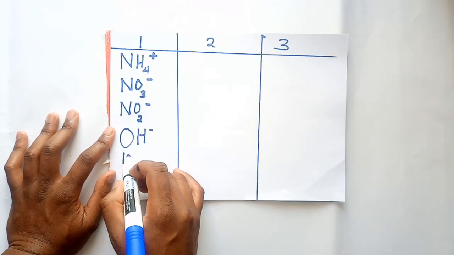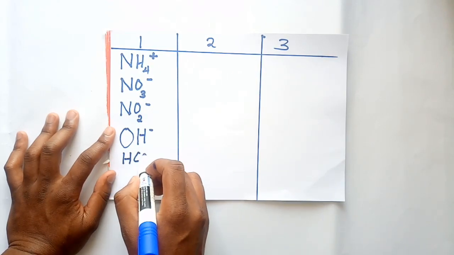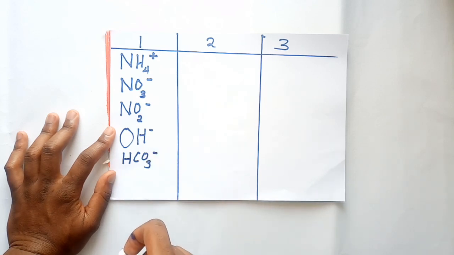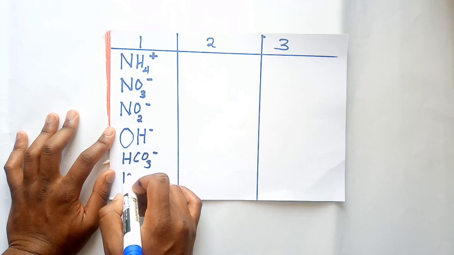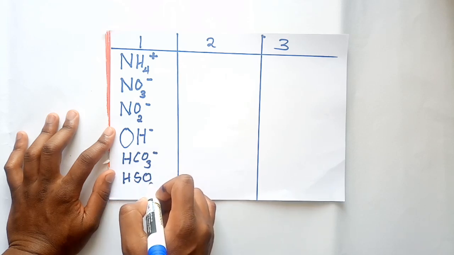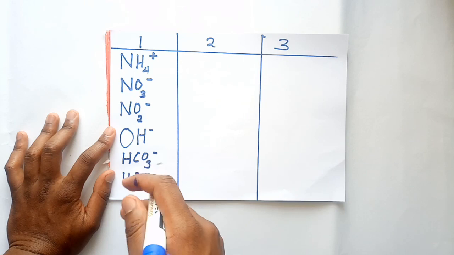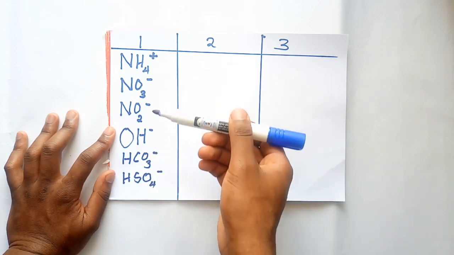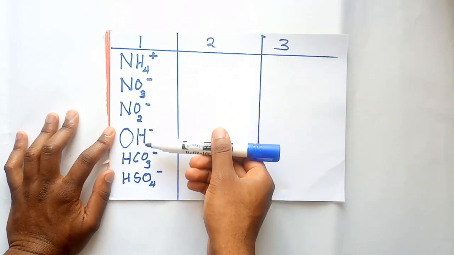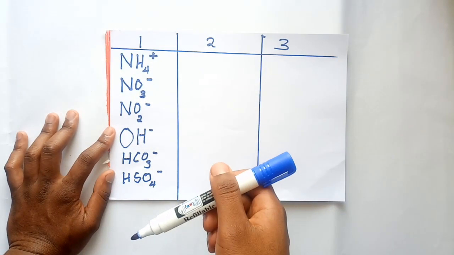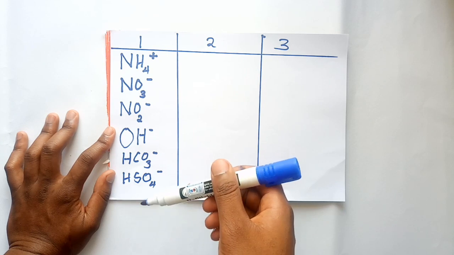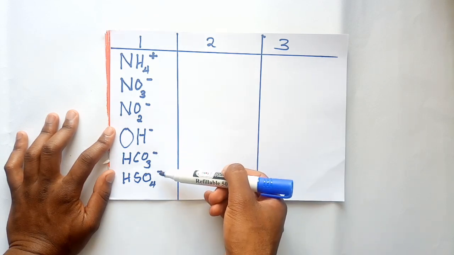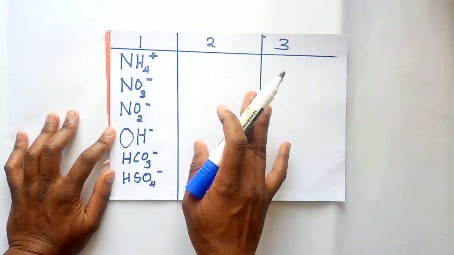The other one is hydrogen carbonate. The other one is hydrogen sulfate. Now, there is also another video that shows how you can remember the charges of these polyatomic ions, and if you have not watched that video, I would also encourage you to watch it. It shows even how we get this negative sign and this negative sign, so it is pretty simple.